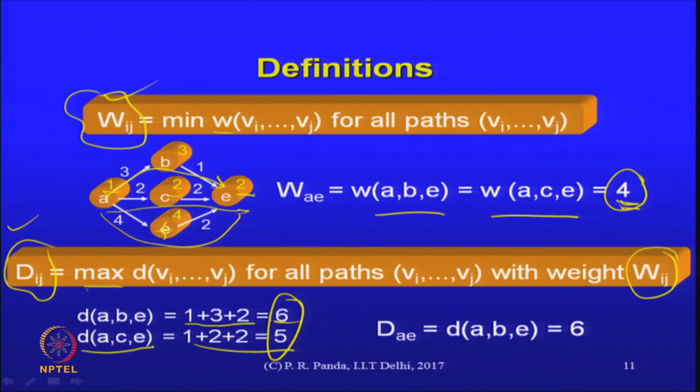The problem is that there may be multiple paths with the same selected path weight W. So, for those paths you take the max of all the path delays. Remember to separate out weight from delay in this discussion, it is important, they refer to different things. Weight refers to the register count and delay here refers to the combinational delays.